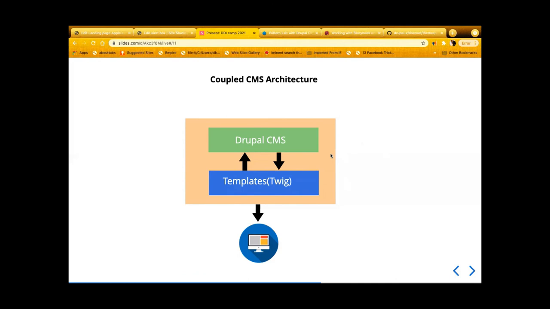So in the coupled CMS architecture, it's a normal Drupal CMS, and we have Twig, which we use to show it at the front end. This is the normal CMS architecture where we use our Twig, and here we have our Drupal CMS.